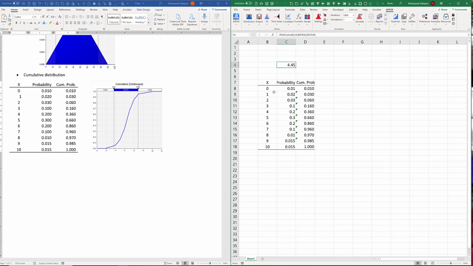In user-defined discrete distribution, you'll give X and the actual probability. In user-defined continuous distribution, you'll give the X table and the cumulative probability table, and then the minimum value of X and the maximum value of X, and any value between that min and max is a possible output coming from the distribution.